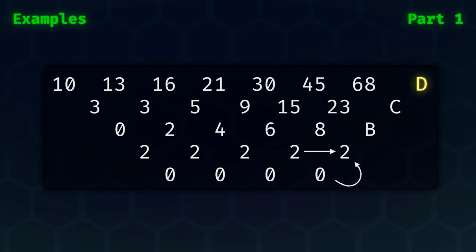So first up is A, which is 0 plus 2. Next up is B, which is 2 plus 8. Then C, which is 23 plus 10. Finally, we arrive at D, which is 68 plus 33 for a total of 101. This is the answer for this example.